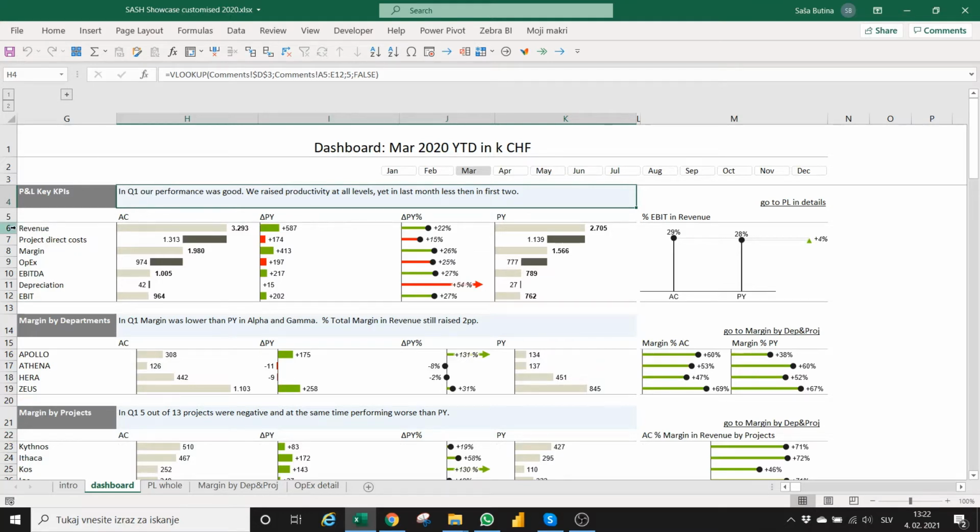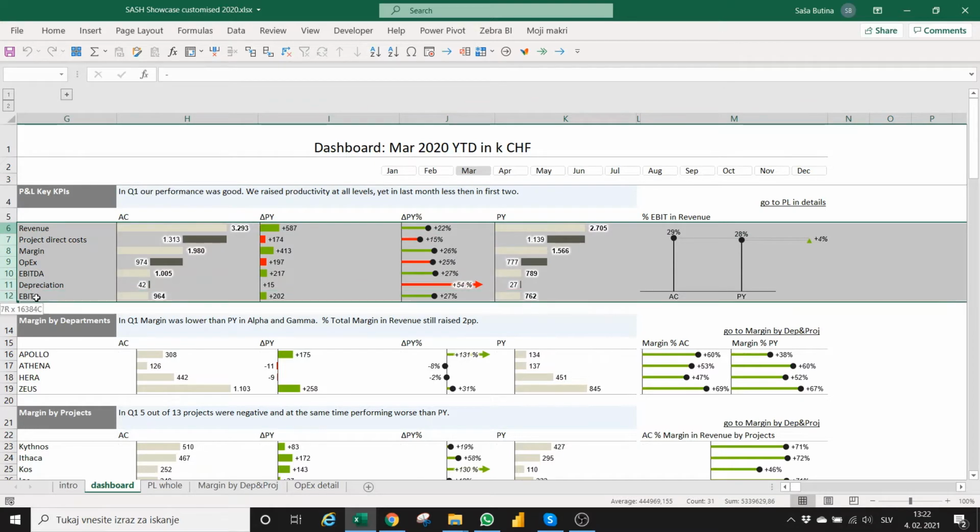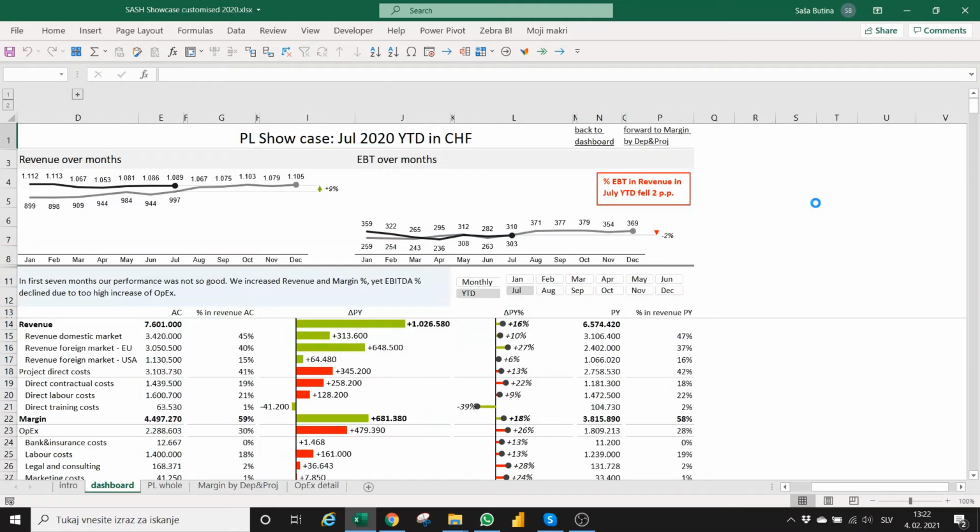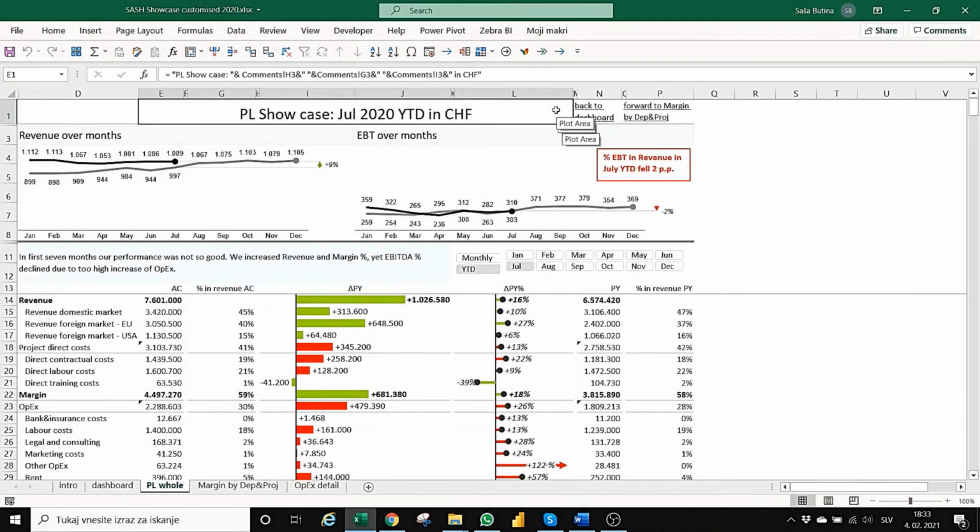And now before I explain this first chart, I would like to show you the whole P&L so that it's crystal clear what each of these items represents. And here we can go directly to the whole P&L. So here we are on the next page.